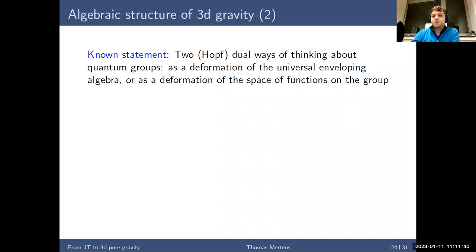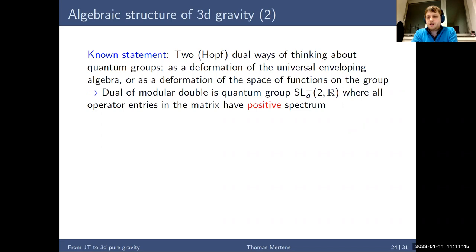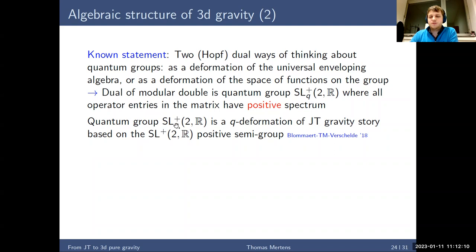Now, we have a strange quantum group relevant for 3D gravity, which is this modular double. And it has been shown that its dual is the quantum group SL_q(2,R)^+. And this plus is the new and strange thing. This plus means that all operator entries in this SL_q(2,R) matrix need to have positive spectrum. So there's a positivity constraint on this group theoretic structure. And this quantum group SL_q(2,R)^+ is a q deformation of the JT story, which we have argued is based on SL^+(2,R), based on a positive semigroup. So it's not really SL2R.